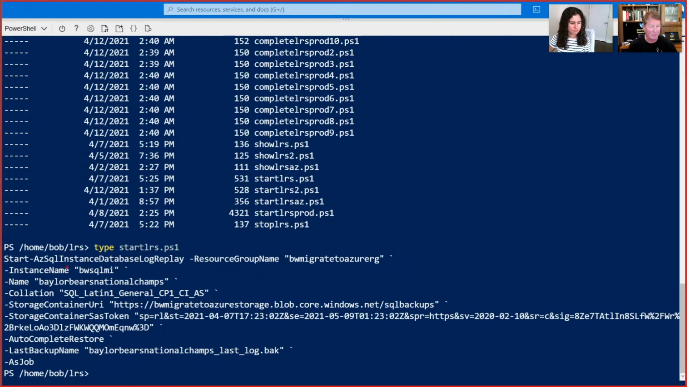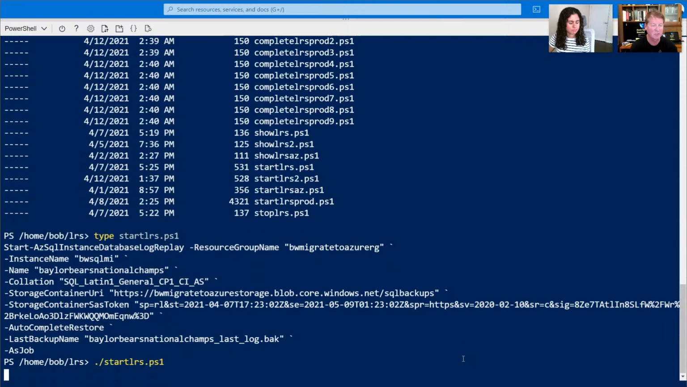I'm going to use, this is in preview now, a new PowerShell command called log replay here. And what I'm going to do is say, hey, here's where the database backup is. Here's where I'm putting that database. And I've got a SAS token for security reasons, so I can get access to it. But notice I say autocomplete, restore, and then I say, here's the name of the backup to look for so you can complete the online migration. So I'm going to start this. Let me just kick this in.